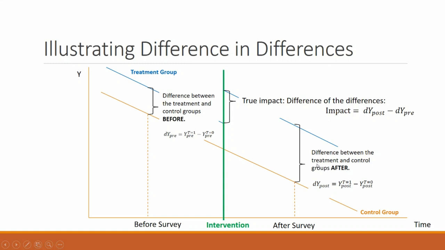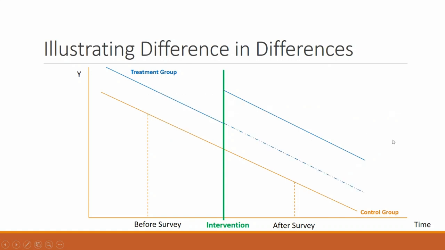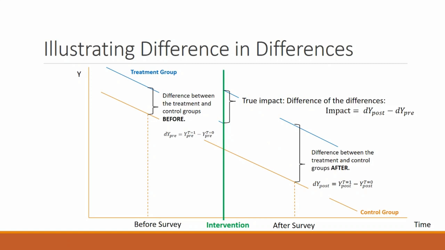So what we do is we take the difference between the treatment group and the control group after the intervention. So there's DY post. And then we subtract the difference between the treatment group and the control group before. That's what DY post and DY pre are. And then we take the difference between those two differences over time. So it's a difference in differences. We take this difference here and subtract this difference here. And so it should make it clear. Now let me reinforce this to make sure it's super clear.